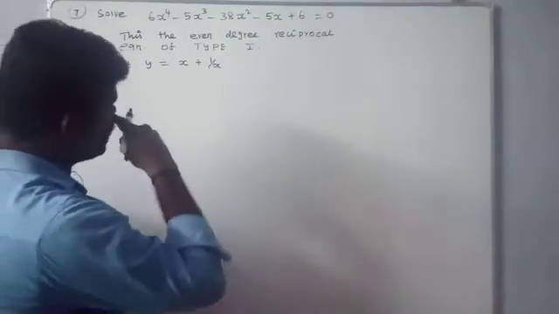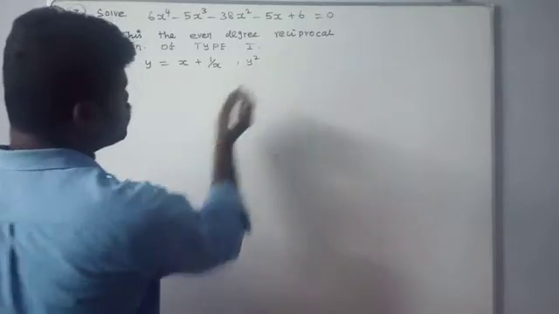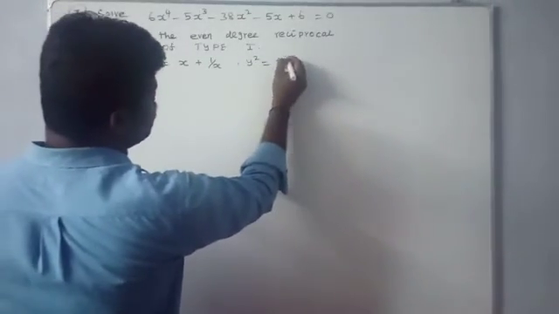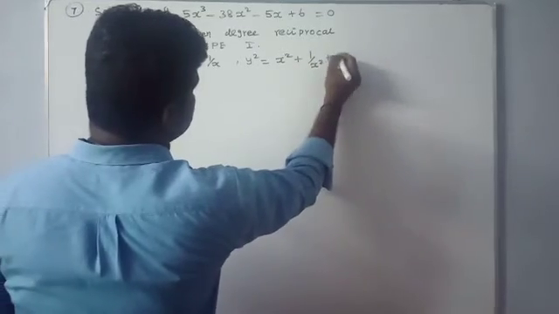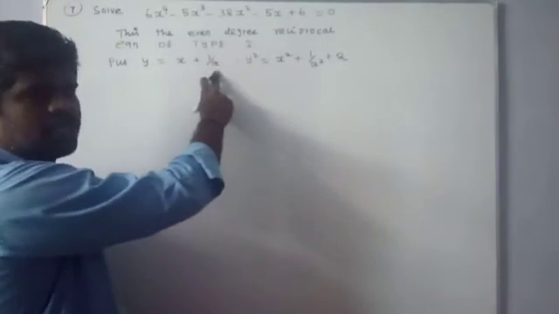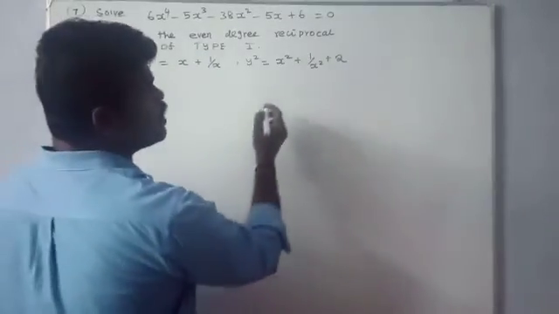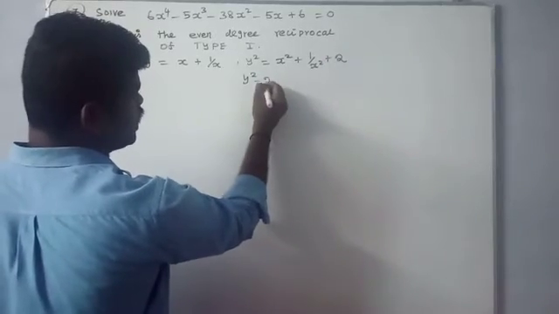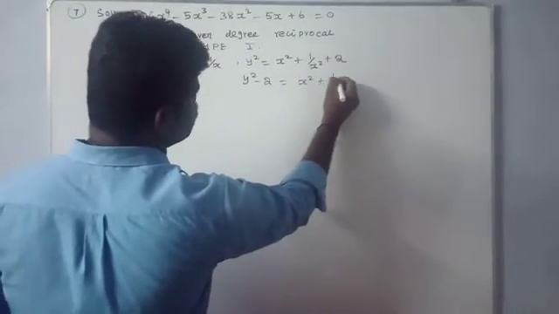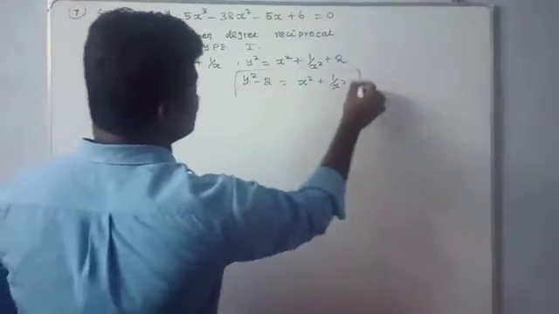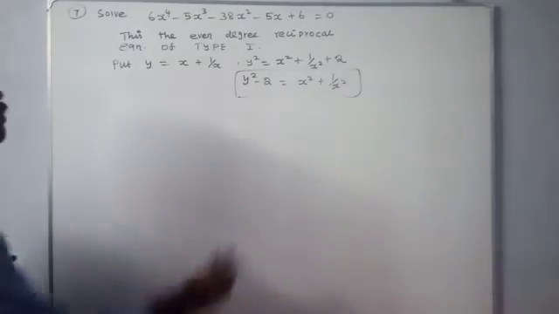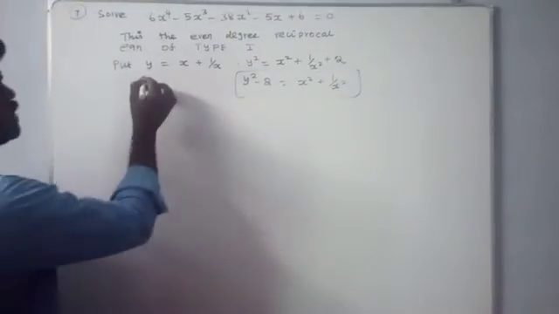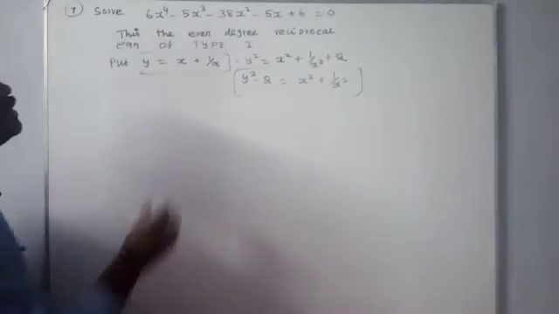Here y is equal to x plus 1 by x. Squaring on both sides, y square is equal to x squared plus 1 by x squared plus 2. 2 into x into 1 by x: cancel this x and this x, so 2. We want the value of y square, take minus 2 here, which is equal to x square plus 1 by x square. Already you know that model, in the example sum. So y square minus 2 is equal to x square plus 1 by x square, and y is equal to x plus 1 by x. Now let us consider the equation.